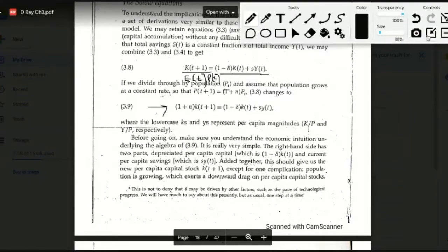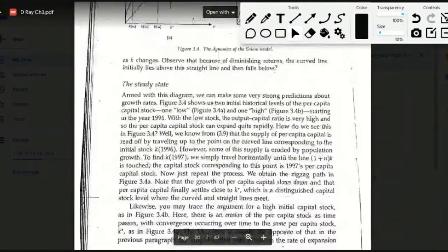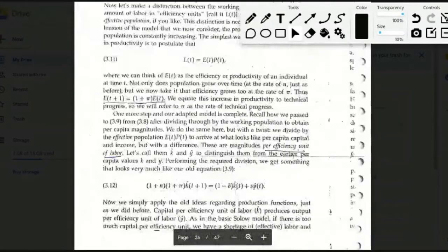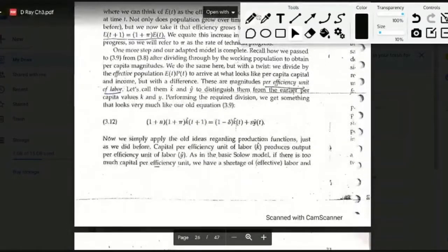Once you do that, the equation here will change slightly, and we'll see how this equation will change. So on the left hand side, now we'll have two growth rates. One will be 1 plus n as before, and the other one will be 1 plus pi. You will also notice that now you don't have small k_{t+1}, but you have k hat_{t+1}. On the right hand side as well, you have k hat_t and y hat_t.